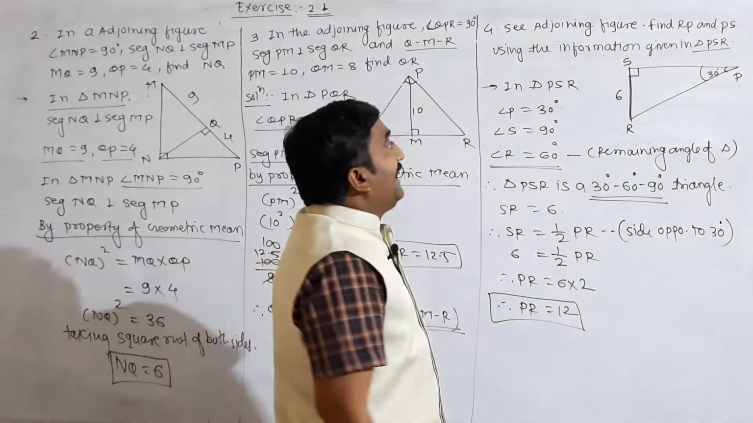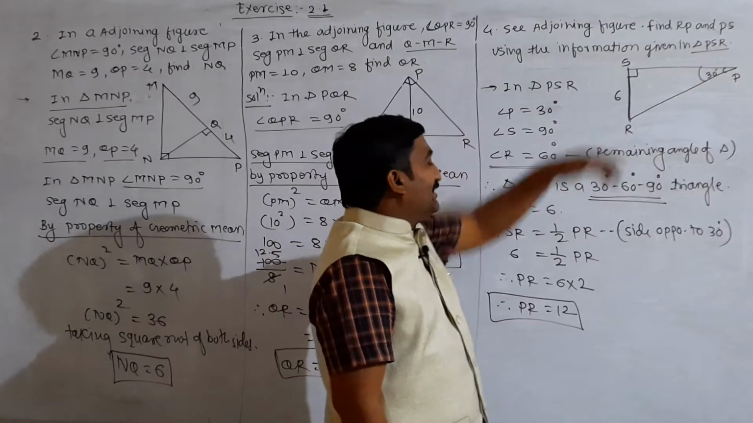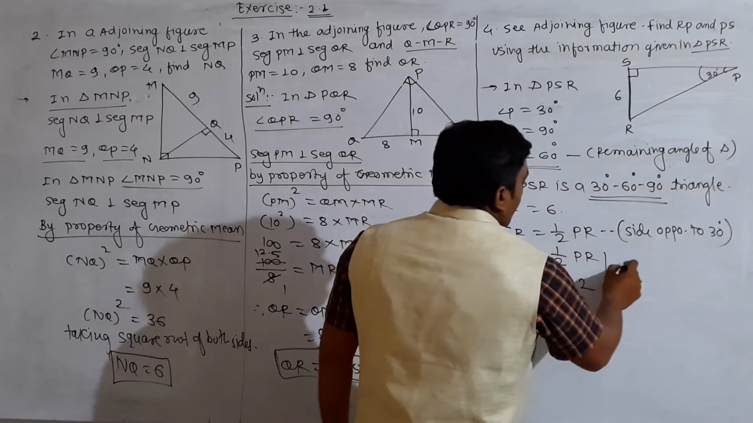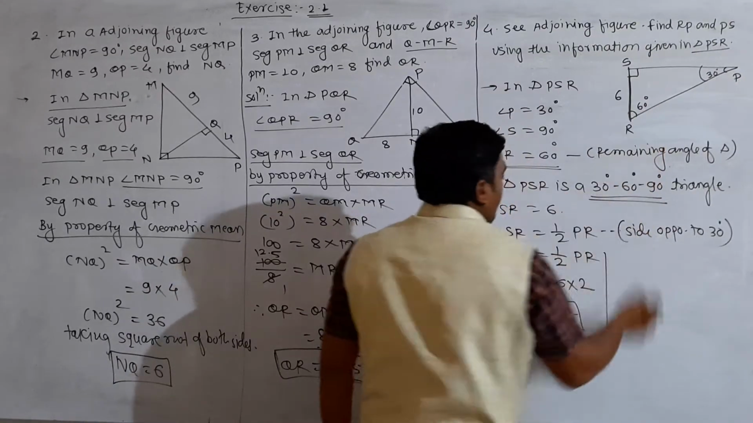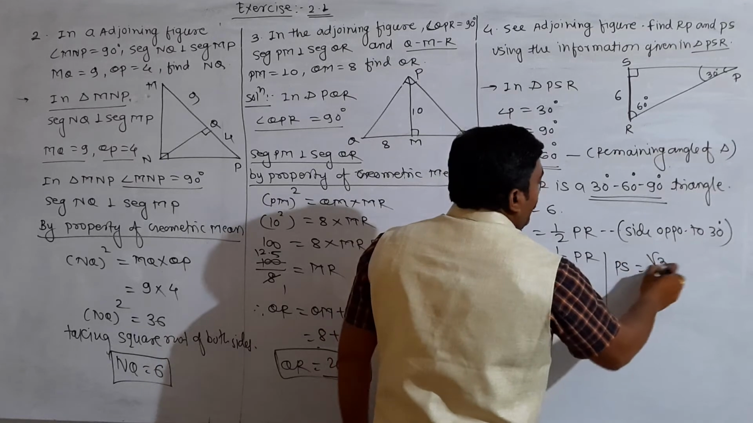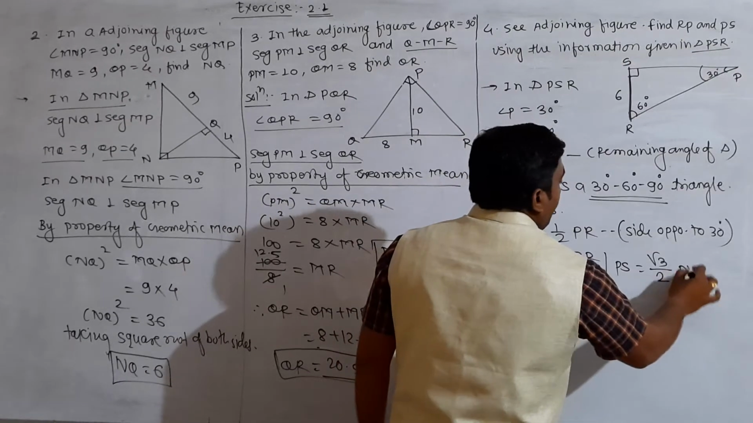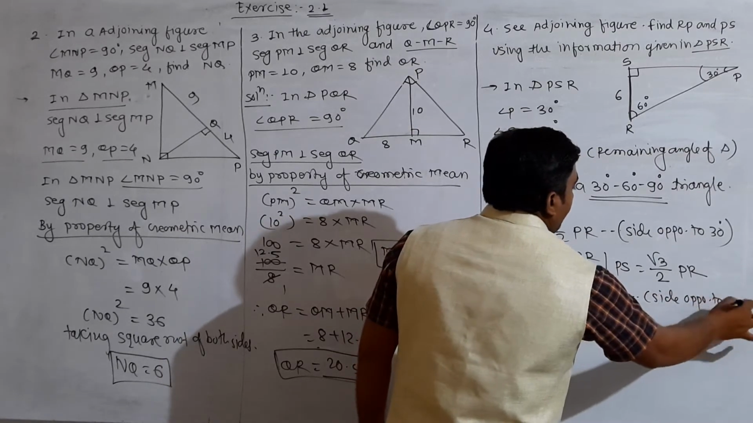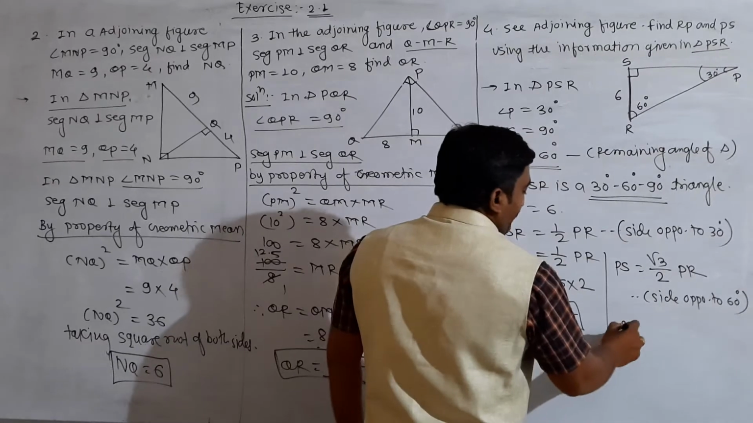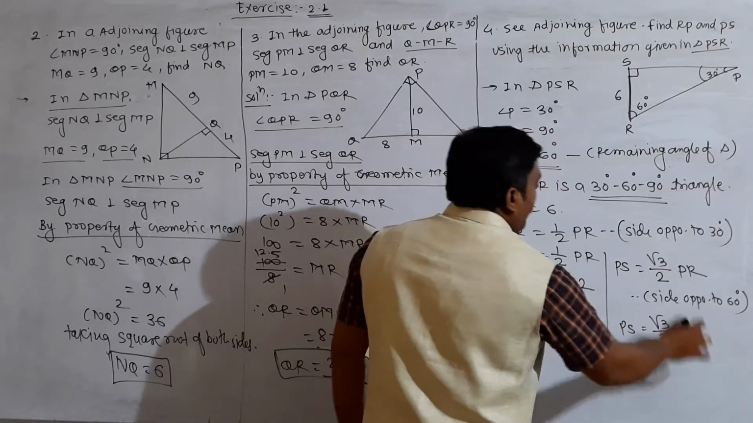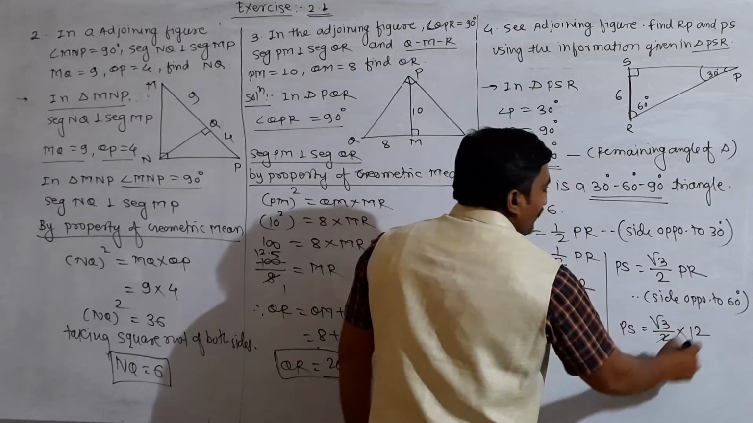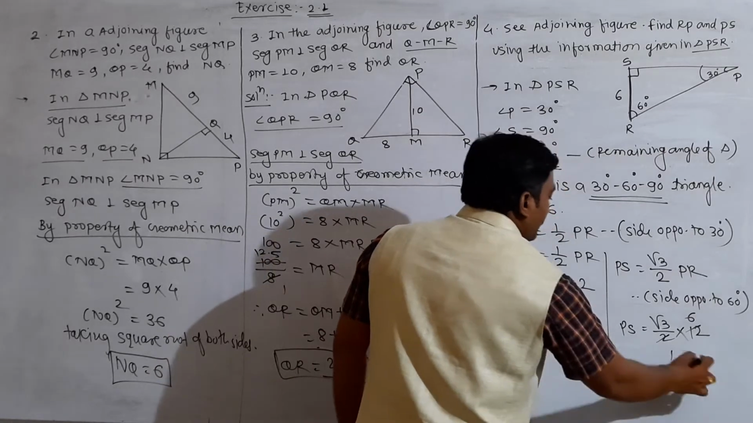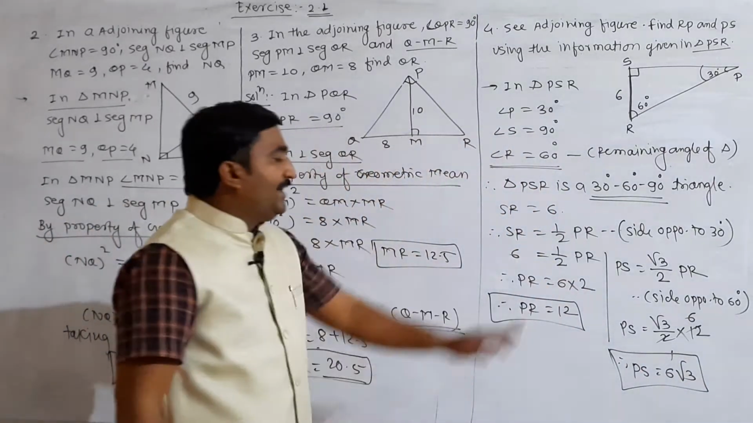We have calculated the value of PR, but we also have to calculate PS. Then PS is equal to, as this angle is 60 degree, PS is equal to root 3 by 2 PR. This is called the side opposite to 60 degree. So PS is equal to root 3 by 2 times the value of PR, which is 12. 2 ones are 2, 2 sixes are 12. Therefore PS is equal to 6 root 3. These are the values of PR and PS.